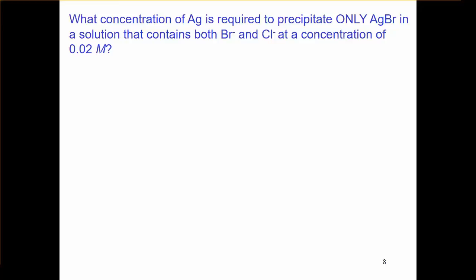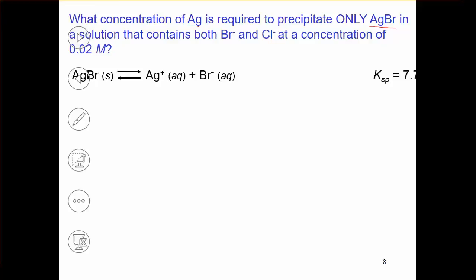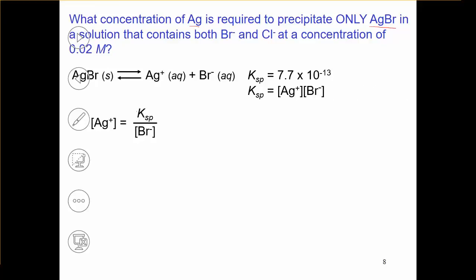What concentration of silver is required to precipitate only silver bromide in a solution that contains both bromine and chlorine at a concentration of 0.02 molar? Okay, so silver bromide must be less soluble than silver chloride, right? Because what concentration of silver is required to precipitate only silver bromide? So by knowing the KSPs, we would be able to determine the solubilities of silver chloride and silver bromide.